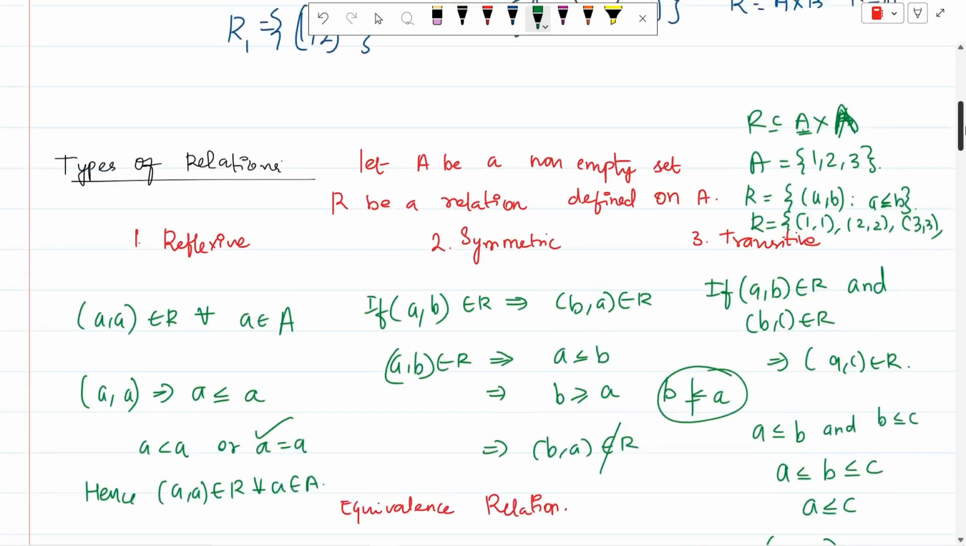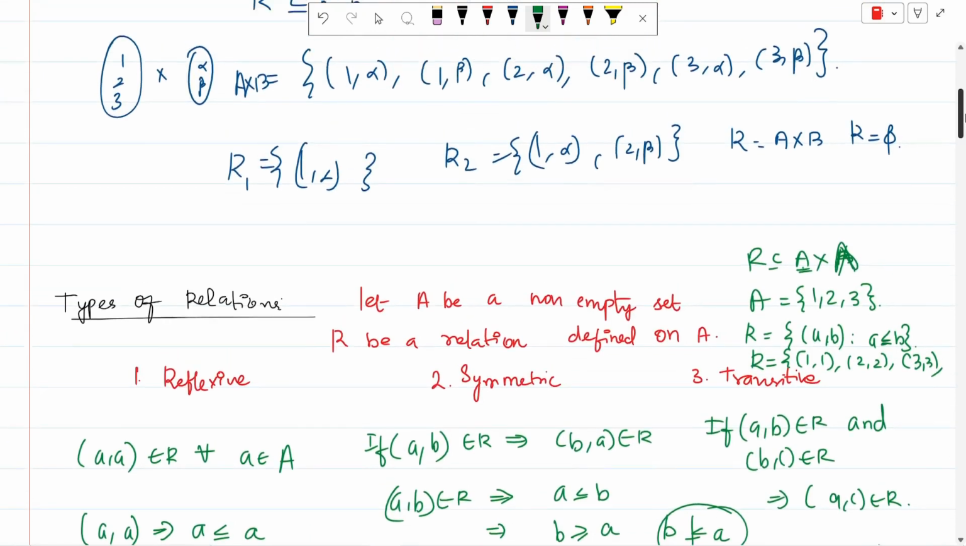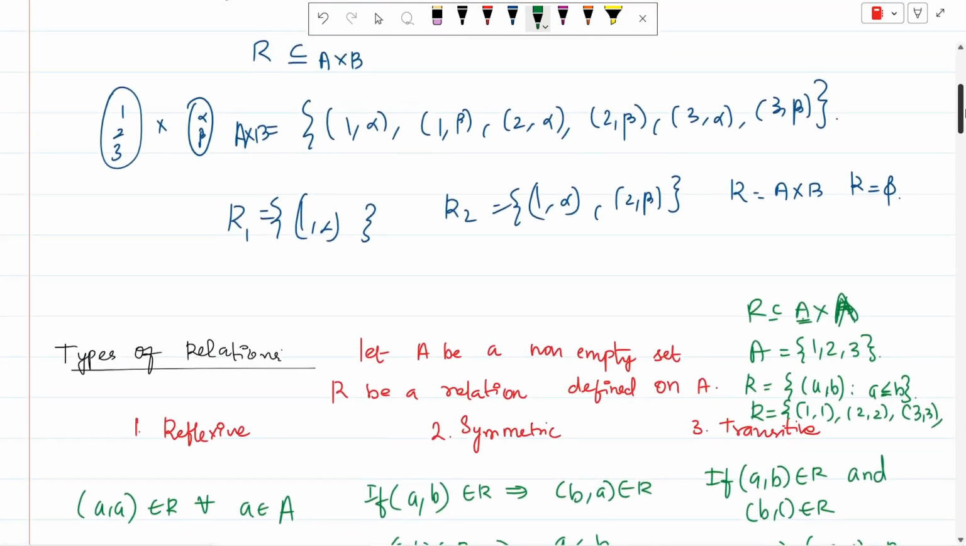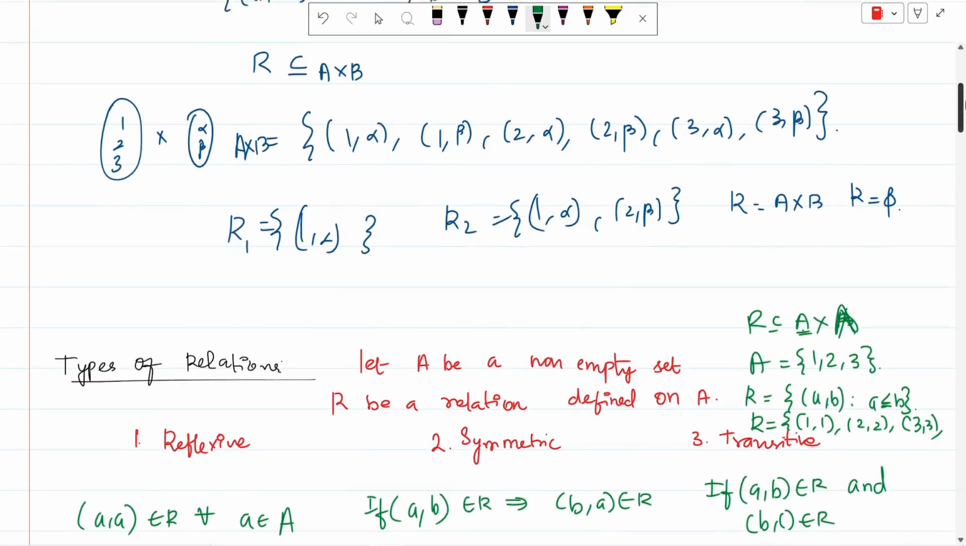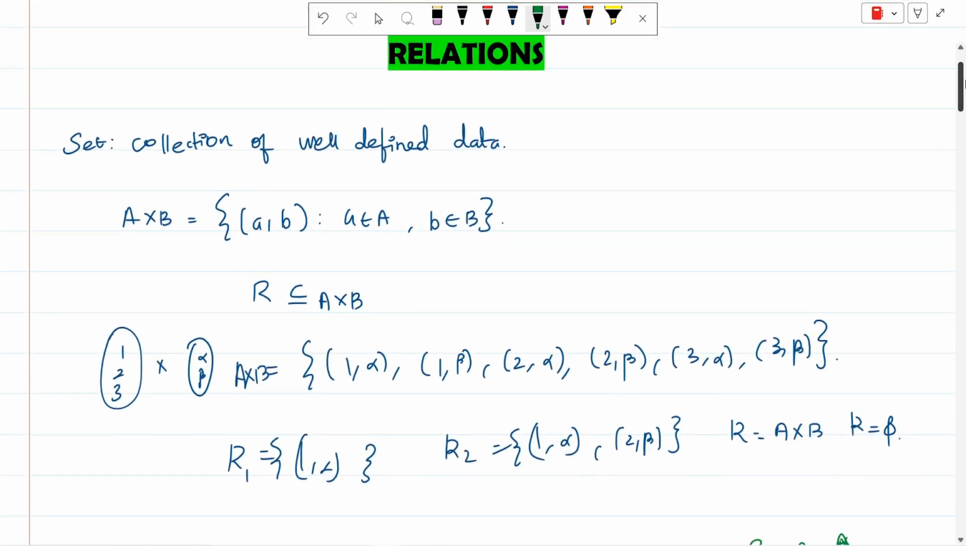That's it. So we'll discuss exercise 1.1 in the next lecture, and also I will be discussing the example problems. Okay. So this is what a relation is.